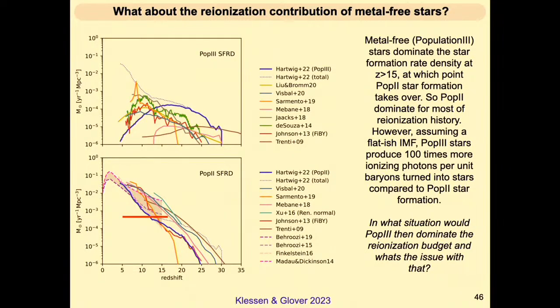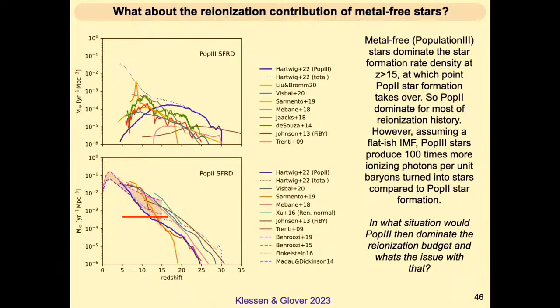This is results from a review by Klessen and Glover, where they are looking at all of these different models for forming POP3 stars. They are basically trying to look at the star formation rate density, so star formation rate per comoving volume, as a function of redshift for metal-free star formation and metal-enriched star formation. I don't want you to look at any of these individual lines. They're all over the place.